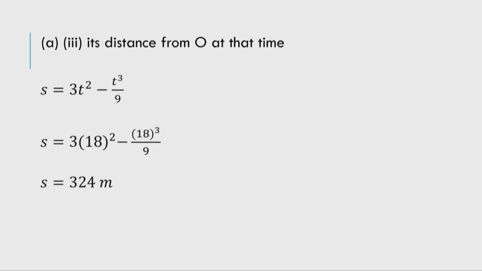Its distance from O at that time. s is equal to 3t squared minus t cubed over 9. Substituting the value of t is equal to 18 in this equation and evaluating this, we get s is equal to 324 meters.